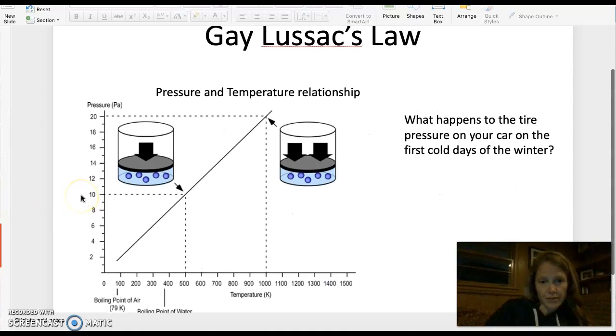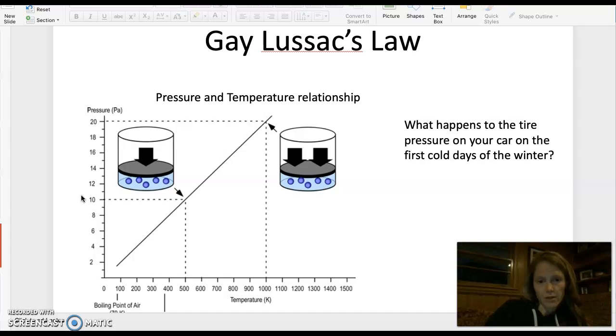And then the third relationship is called Gay-Lussac's law. This is a pressure and temperature relationship. And so this is just saying that if we want to maintain constant volume, if we increase the temperature at constant volume with the same amount of gas and the same amount of space, we're forcing the particles to move faster and faster, which is going to mean that the pressure is going to increase.